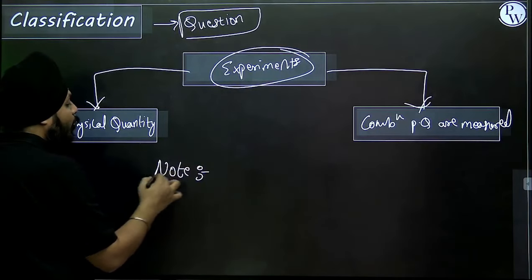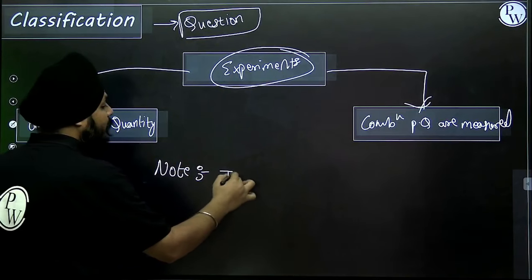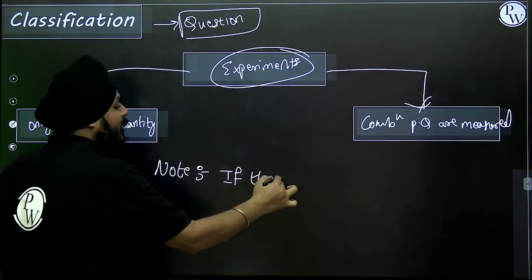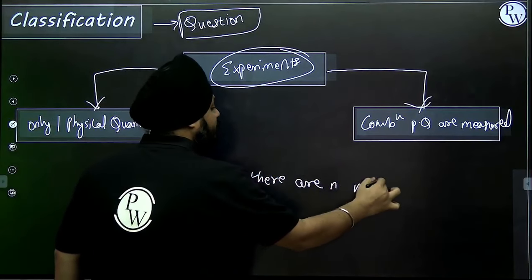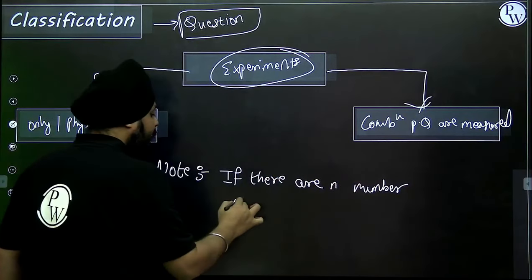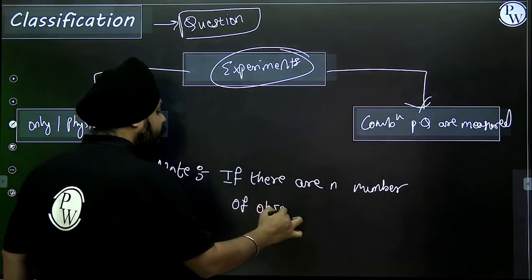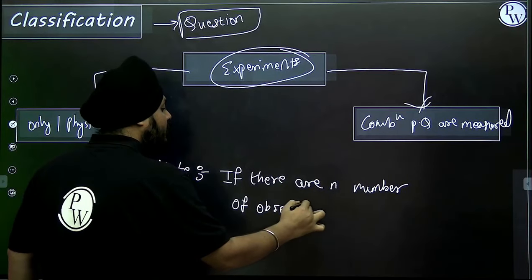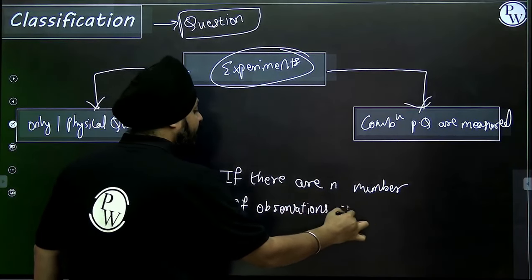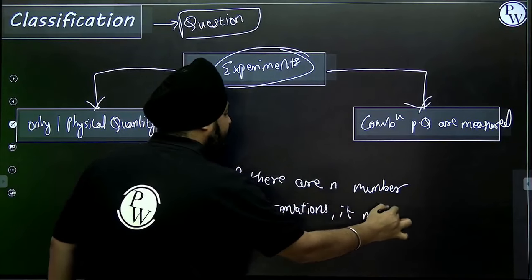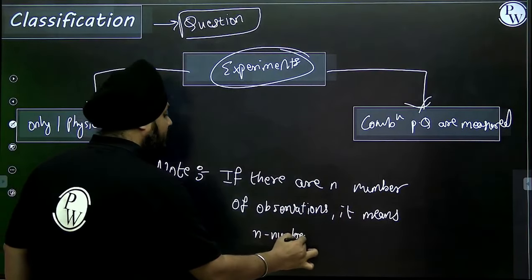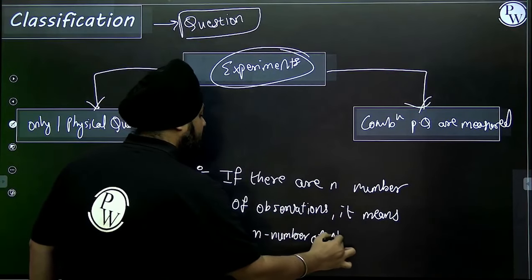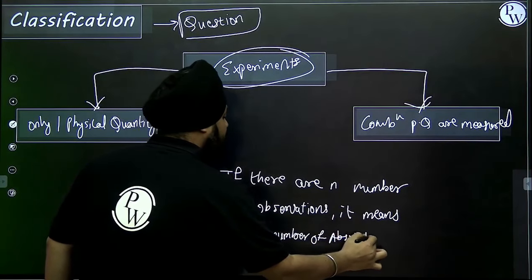The most important point: if there are n number of observations, it means that we are having n number of absolute errors.